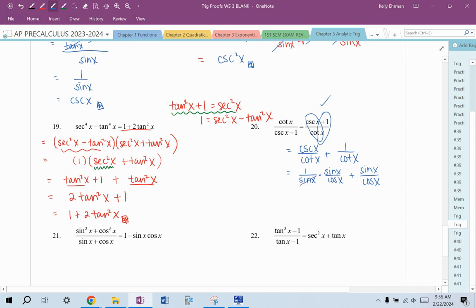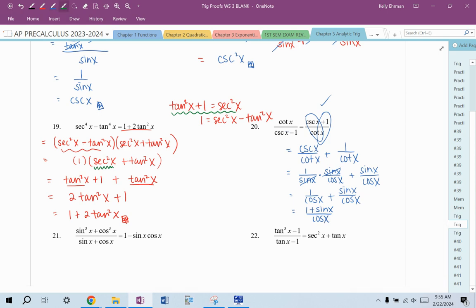Okay, how does that help me? That gives me 1 over cosine x plus sine x over cosine x. All right, so that gives me 1 plus sine x all over cosine x. I've run into this fraction quite a few times now.